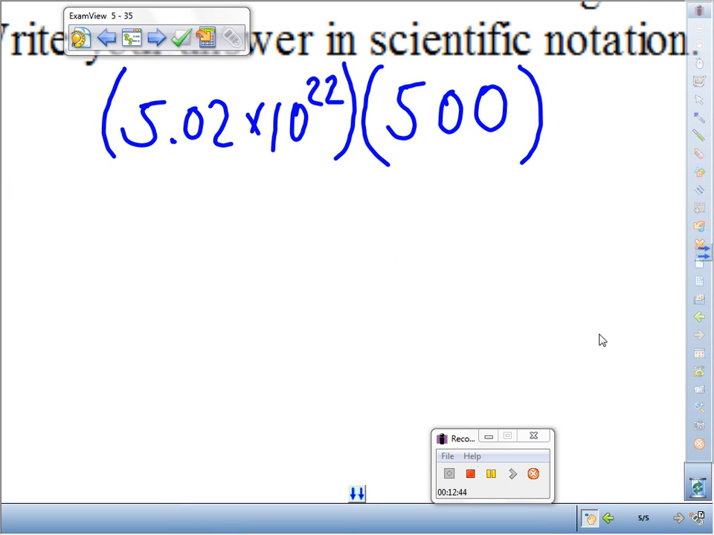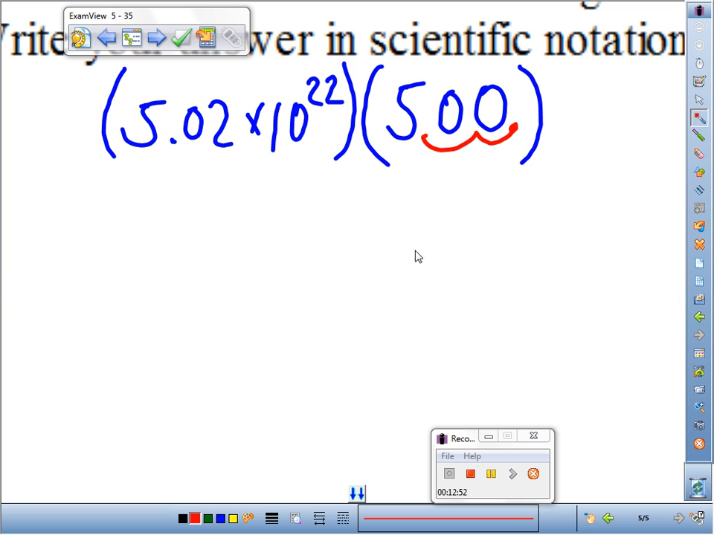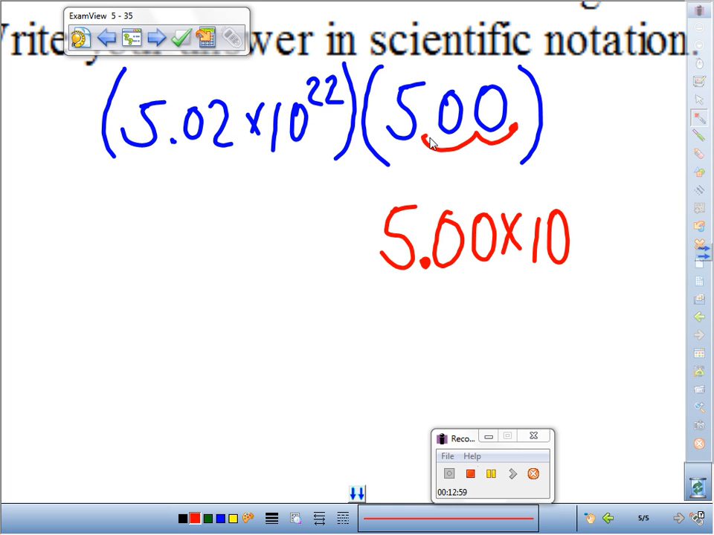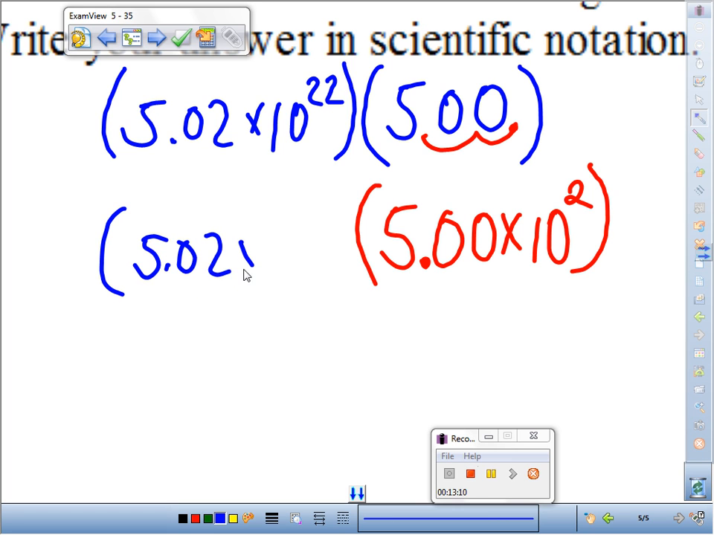To change this, we need to identify where the decimal is at. The invisible decimal is right there, which means I'm going to move it 2 times. So this becomes 5.00 times 10. Since I moved it twice to the left, I put a 2 right there. Once I got that, I bring my other number down, 5.02 times 10 to the 22nd.